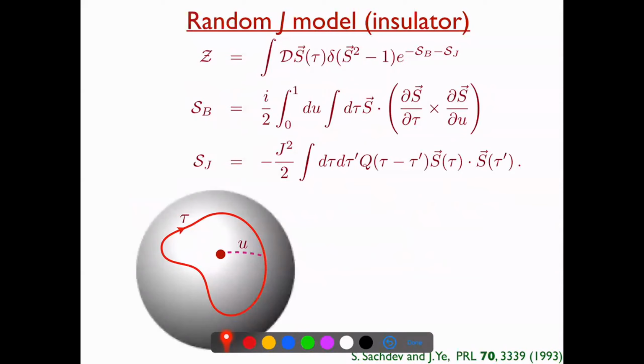So you have the path integral of just a single spin, which has a self-interaction. It has a time-dependent, retarded interaction between the spin at time tau and the spin at time tau prime. So that one spin is moving around on the surface of a sphere, and it's interacting with itself between different points on this path. And that interaction is some function Q.